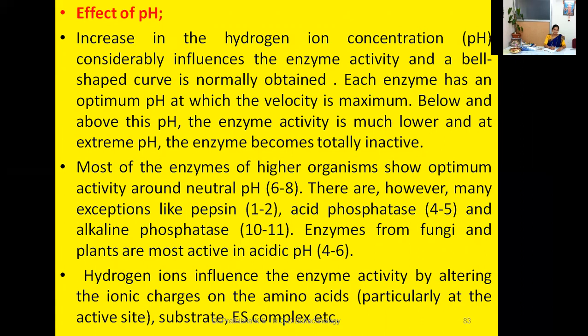However, there are many exceptions like pepsin, acid phosphatase, and alkaline phosphatase. Enzymes from fungi and plants are most active in acidic pH. Hydrogen ions influence the enzyme activity by altering ionic charges on the amino acids at the active site, and also can affect the substrate and the enzyme substrate complex.